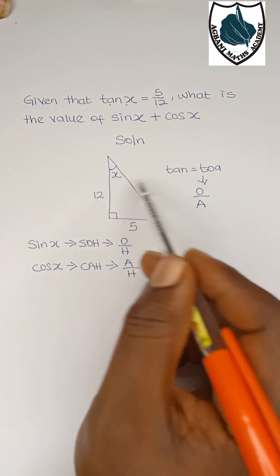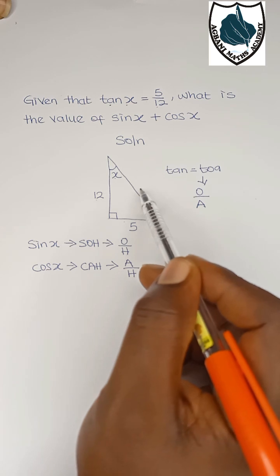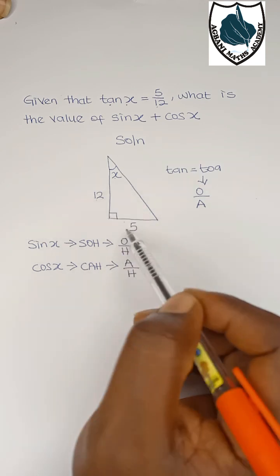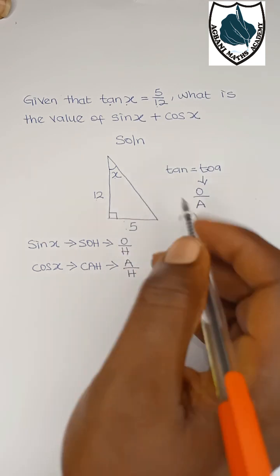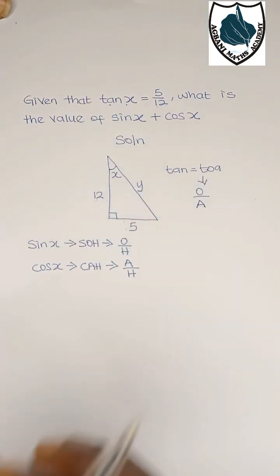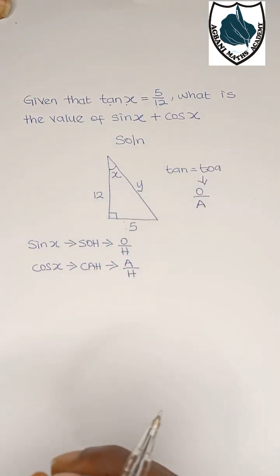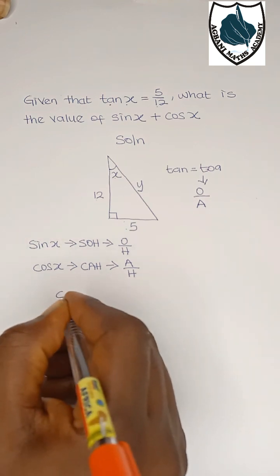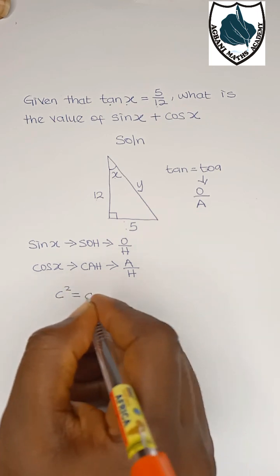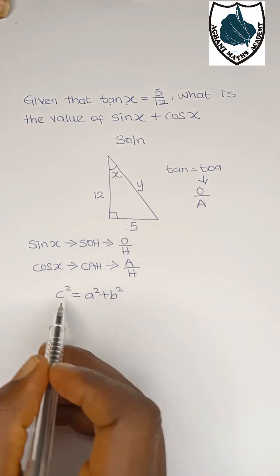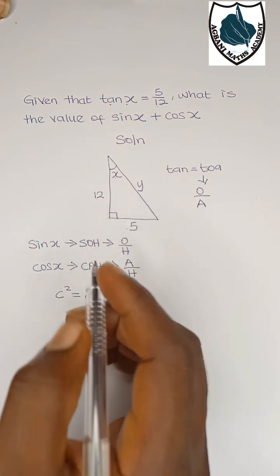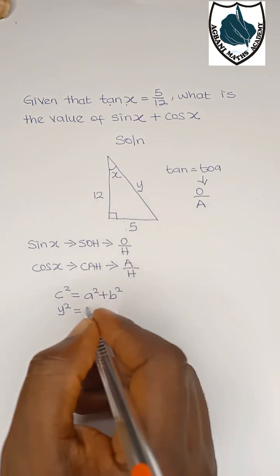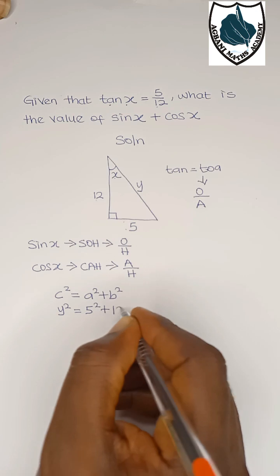So we are going to use Pythagoras theorem to calculate this third side. Remember, Pythagoras theorem is used when you know two sides of a right angle triangle and you want to calculate the third side. So let's call this side y. Pythagoras theorem states that the square of the hypotenuse is equal to the sum of the squares of the other two sides. So c square, which is the hypotenuse, is equal to a square plus b square. The hypotenuse is c. In this diagram, we have it as y. So y square is equal to, let's call here a, so 5 square plus 12 square.